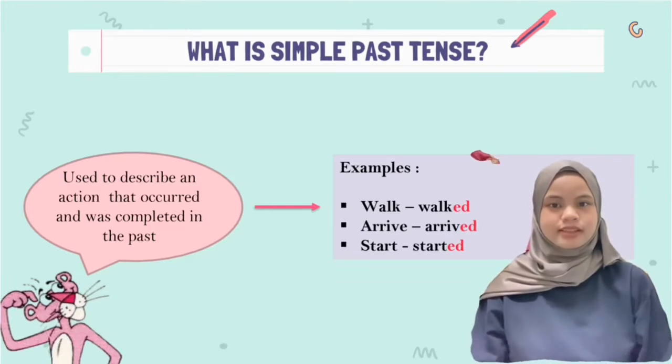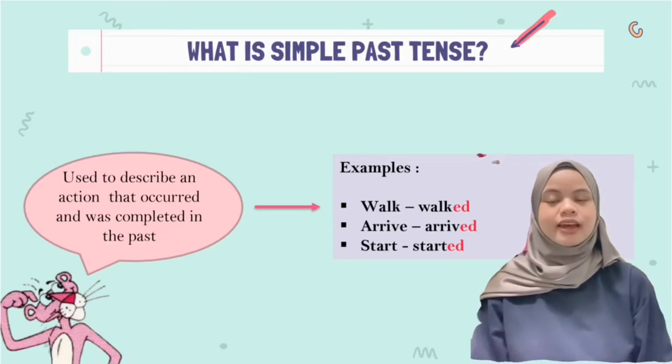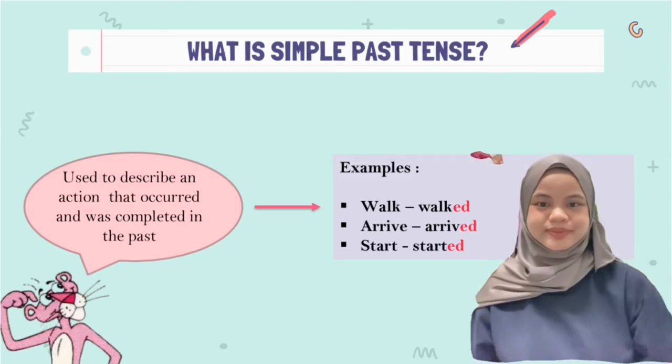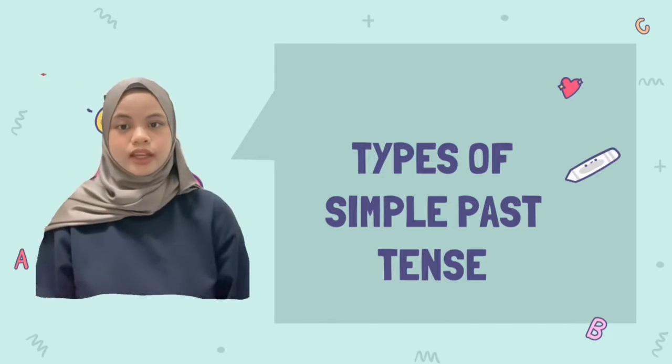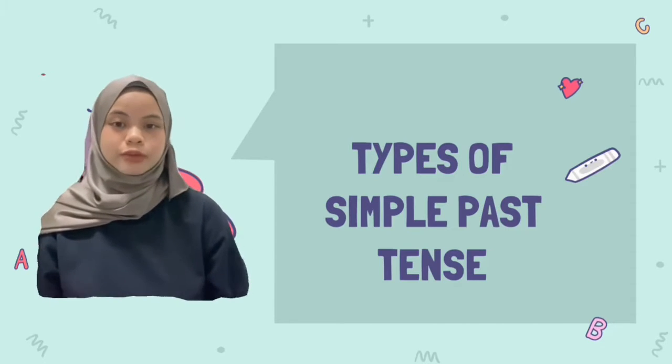Simple past tense is used to describe an action that occurred and was completed in the past. Examples of simple past tense are walked, arrived, and started. There are two types of simple past tense, which are regular verbs and irregular verbs.